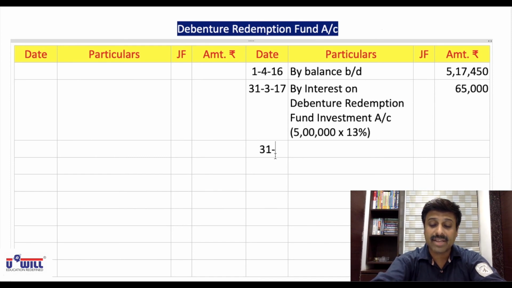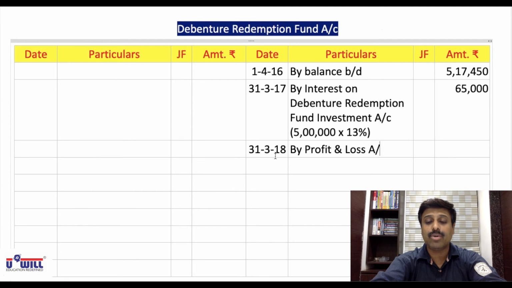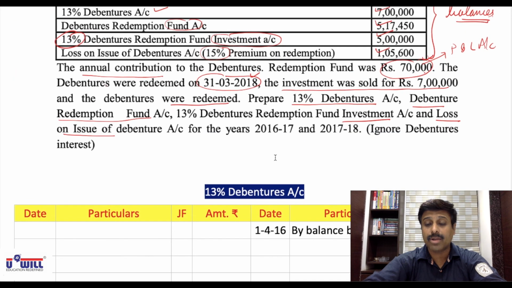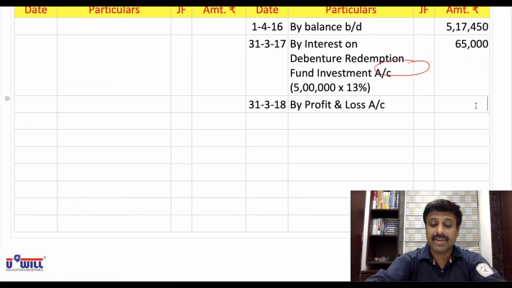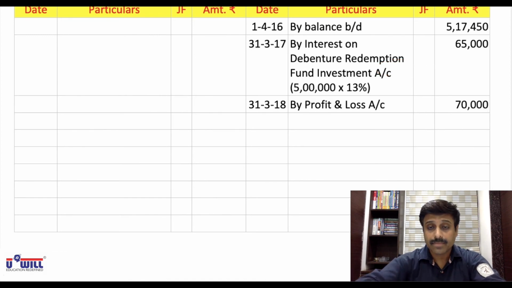Now for the third entry, again we will keep aside the funds. So 31,318 by profit and loss account. Profit and loss account debit to fund account. So by P&L account. And it is given that we have to keep aside 70,000 every year. So by profit and loss account 70,000. I hope everyone is clear with this.